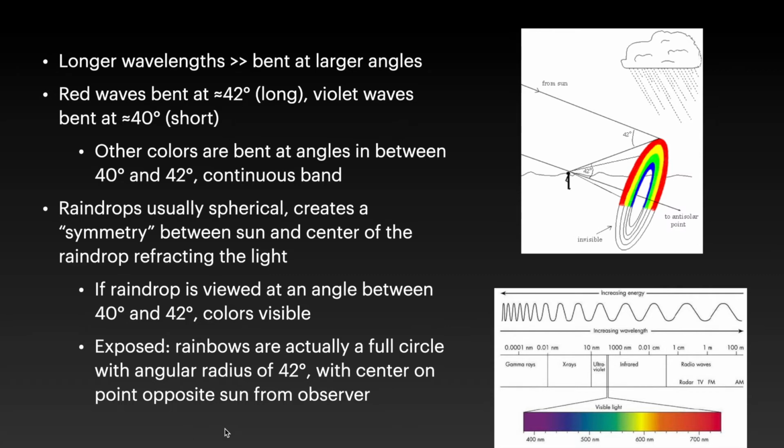And a little secret for you. A rainbow is actually a full circle, with an angular radius of 42 degrees. Its center is on the anti-solar point, the point directly opposite the sun from the observer. The rest of the rainbow is hidden by the horizon.